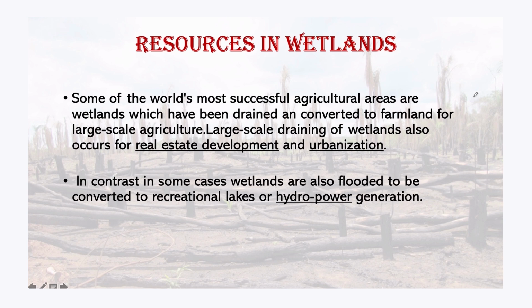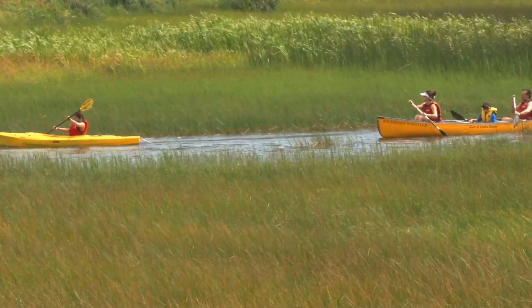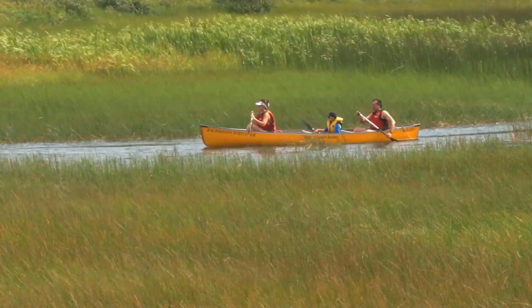Now, what are the resources in wetlands? Some of the world's most successful agricultural areas are wetlands. They are the most successful agricultural areas, which have been drained and converted to farmland for large-scale agricultural practices. Large-scale draining of wetlands also occurs for real estate development and urbanization. So this is really bad. In contrast, in some cases, these wetlands are also flooded to be converted into recreational lakes or hydropower generation. So we are talking about how wetlands are converted into other things for human needs.